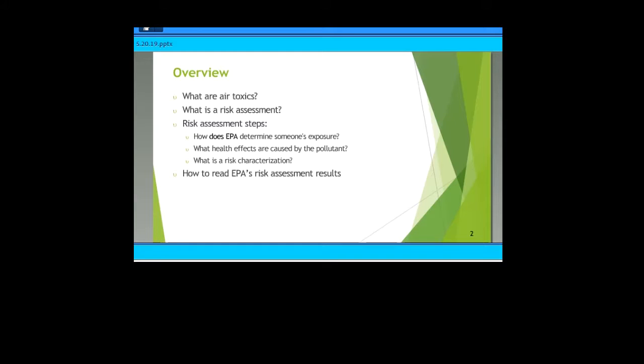We need to understand someone's exposure, how much of the pollutant you're breathing. We also need to understand what health effects are caused by that pollutant. And you put that information together and we do the final step, which is called a risk characterization, where we estimate the risk. And then finally, we'll walk through a couple of slides about how to read our risk assessment results. We'll do an example calculation. We'll show you a risk table that may be similar to a risk table you'll see soon, and also a graphic that we use to help folks understand the risk.